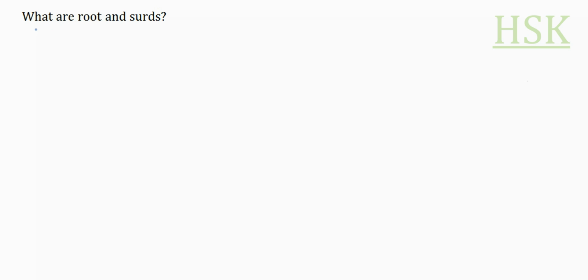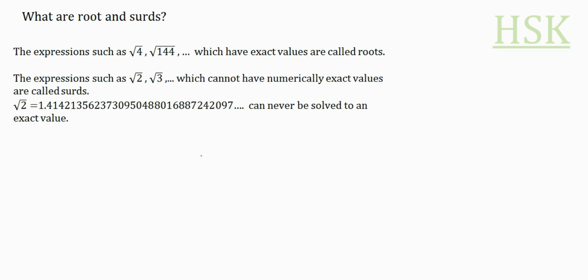In this video, we are going to study roots and surds and a few important points about them. What are roots and surds? Expressions such as under root of 4 and under root of 144, that is, the values written under the square root sign which have exact values, are called roots. So root 121 is a root, and its value is equal to 11.